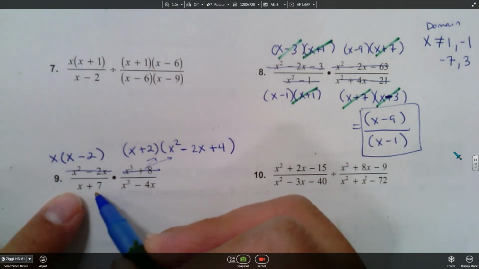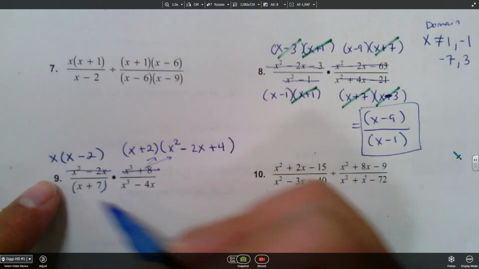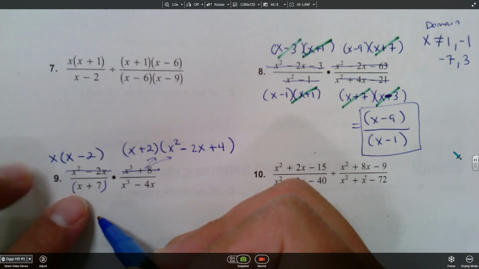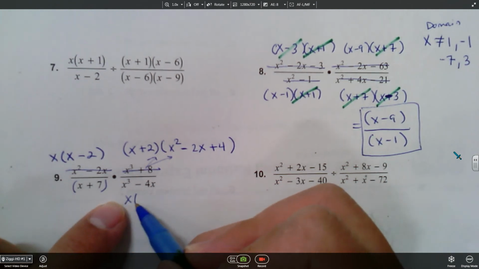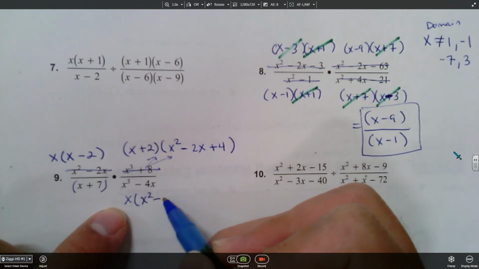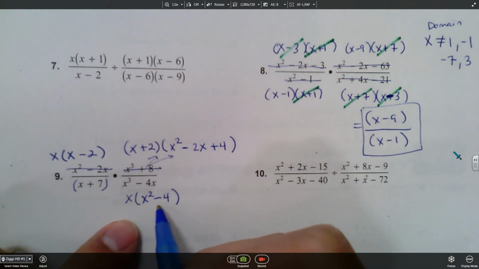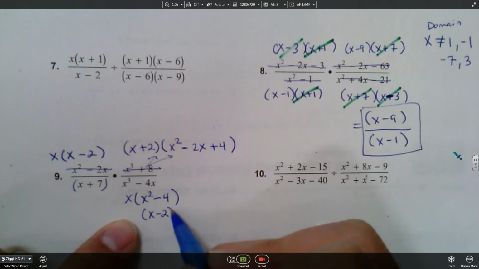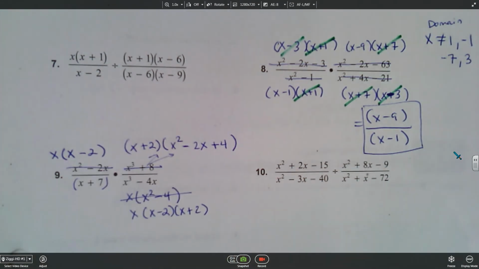Oh, this one's already factored, so we don't have to do anything. I would actually put a parenthesis on that, so I'm looking for that to cross off, and I won't mistake to just cross off the x's. This one, it looks like I could just take out an x, but when I take out an x, this one becomes a difference of squares. Okay, everything has been factored.